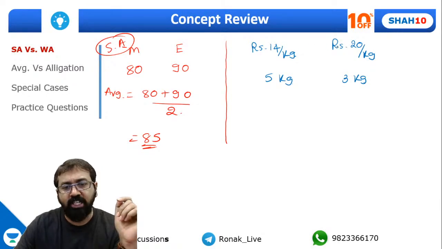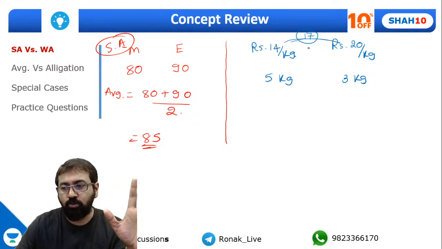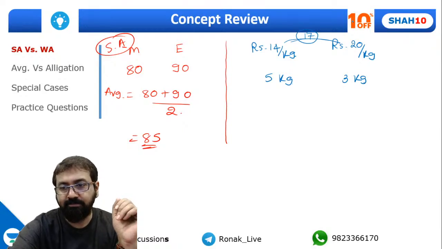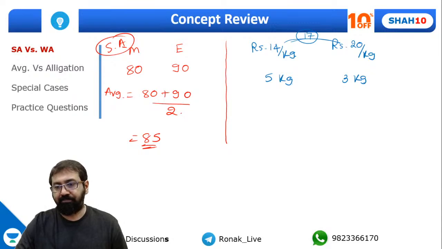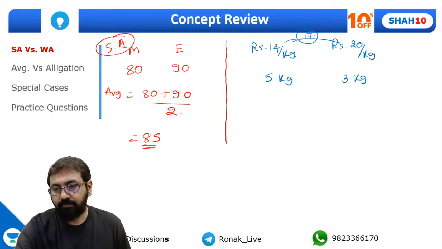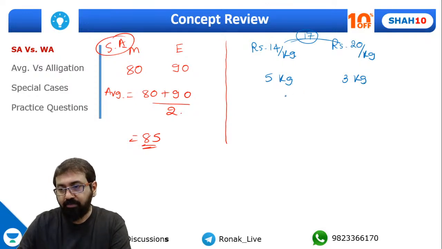Can you tell me what will be the average price? Can we do it this way: 14 plus 20 by 2, so it will come out to be 17. Is this correct? Yes or no, guys? Quickly. Is this way of finding average correct? No, we can't do it this way. Yeah, Vishnu, we can't do it this way because here are some weights attached with this average, right?